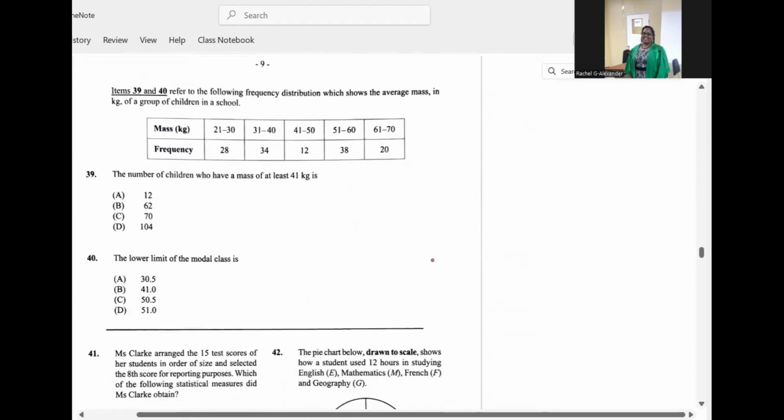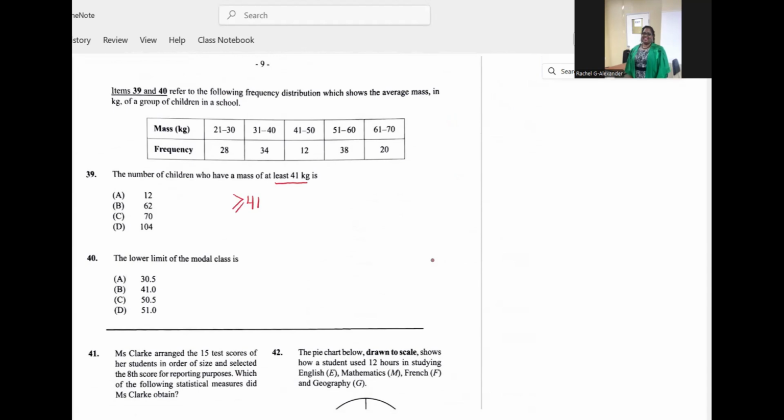39 and 40 refer to the following frequency distribution, which shows the average mass in kg of a group of children in school. The number of children who have a mass of at least 41 kg. At least 41 kg means that you can be 41, but you have to be more than or equal to 41, right? So that would be this group here, this group, and this group.